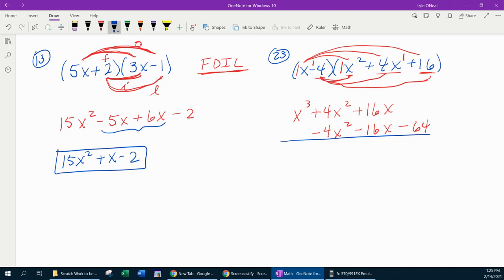And then to finish it up, remember I said you need to combine like terms. This is where the stacking technique is helpful because it already has your like terms lined up. So we can see the x cubed comes down and the x squareds cancel and the x's cancel. So the only term left is the minus 64, and that is our final answer for that problem.